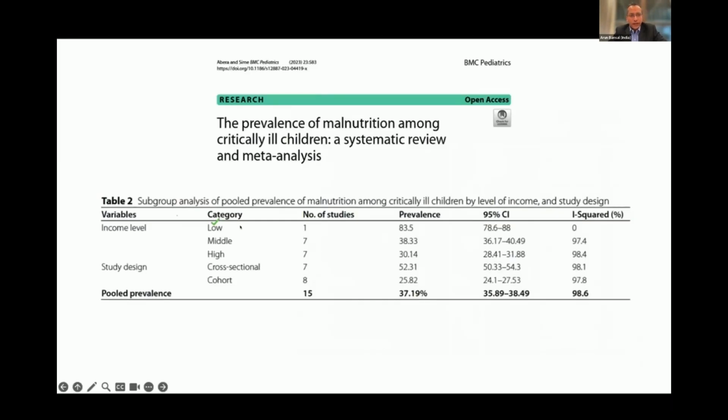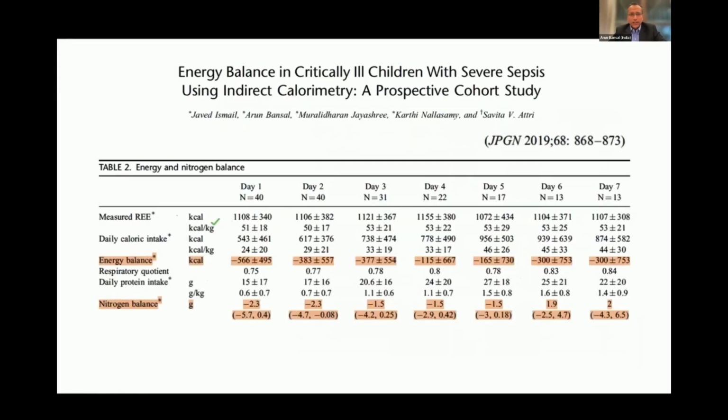If we divide it based on the income level of the countries, in the low income countries the prevalence is almost as high as 83%, in middle income it is about 38%, and in high income countries it is almost 30% prevalence of malnutrition in critically ill children.